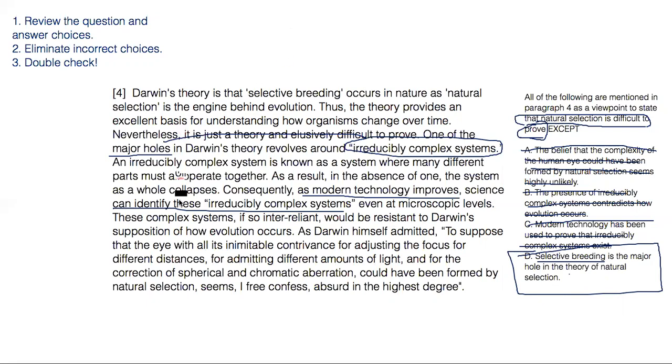So remember, for the negative factual question, your first strategy is to review the question and answer choices. Your second strategy is to eliminate incorrect choices. And your third strategy is to double check. Remember that this question type might take you a little bit longer to complete, so don't worry if you find yourself moving a little bit slow for this one. Some of the other questions will move a little more quickly, so you can make up that time later.